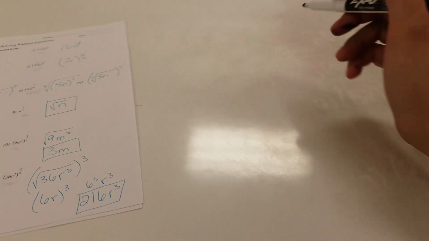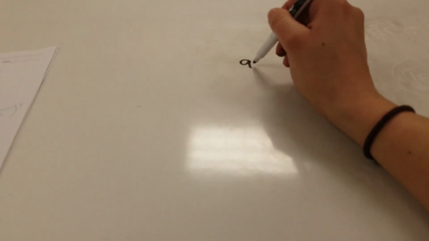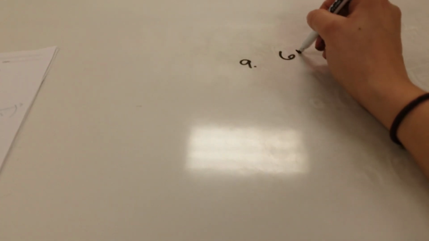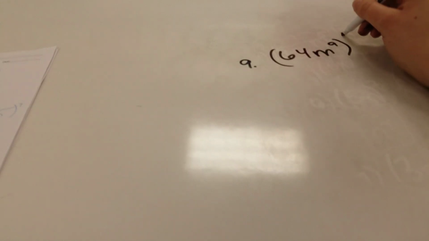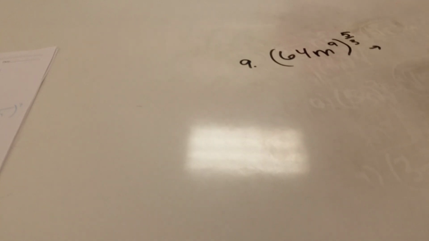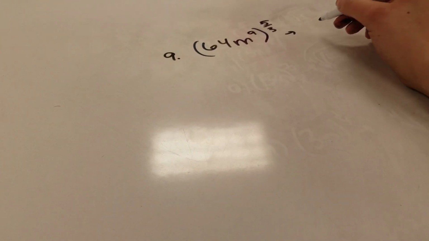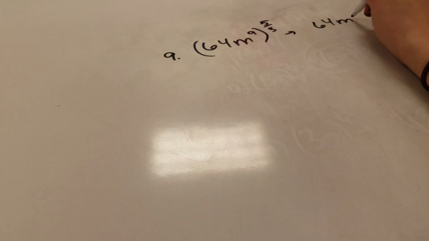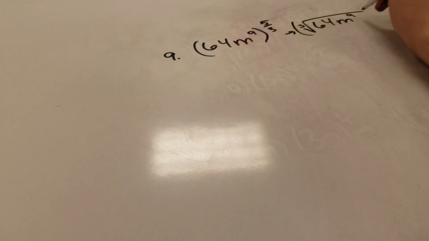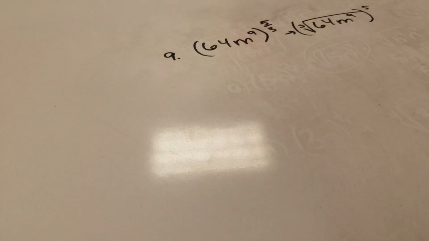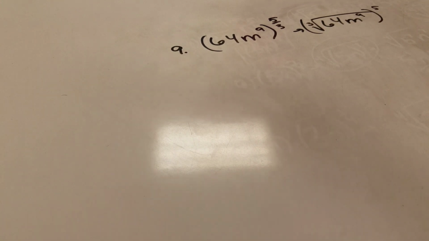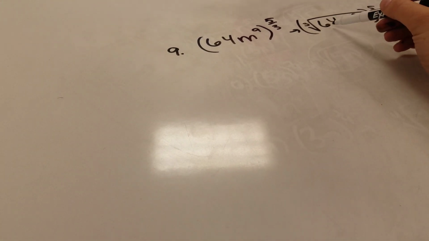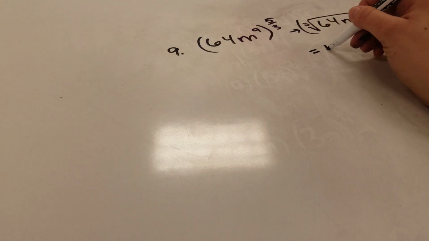All right, last group. So we did 9 in both classes, but I'll do it again. So number 9, we have 64 m to the 9th, all to the 5/3. What I would suggest is rewriting it as a radical. So I'm going to do 64 m to the 9th, and I'm actually going to do the cubed root first, and then I'm going to do the power. The reason why is 64 is kind of a big number, so I'd rather get that down and then take the 5th power. So the cubed root of 64 is actually 4.